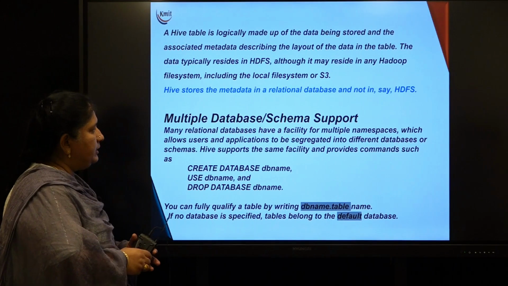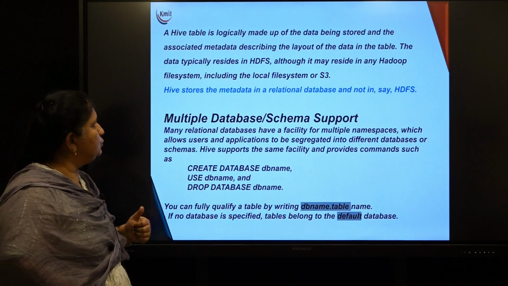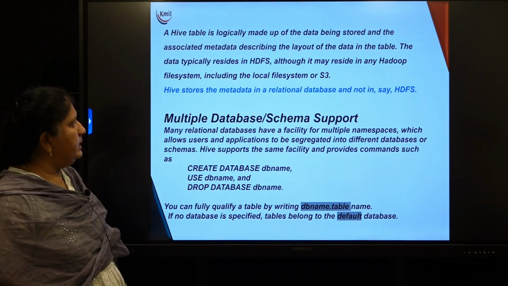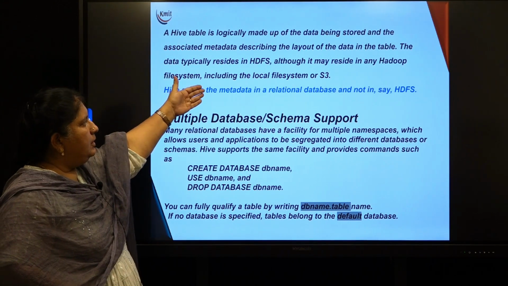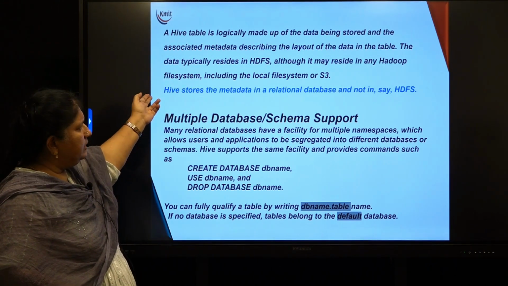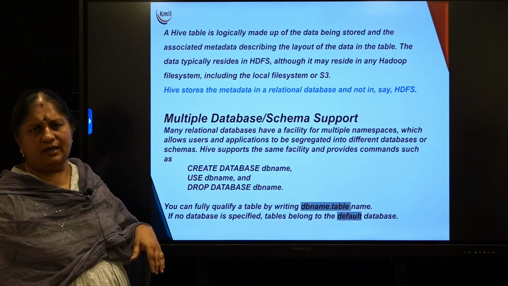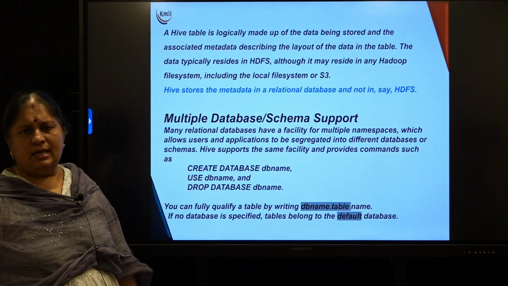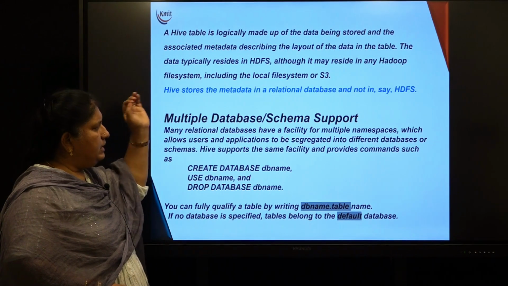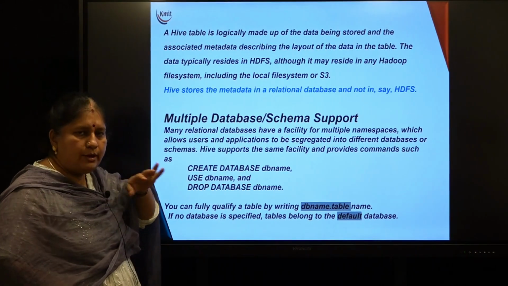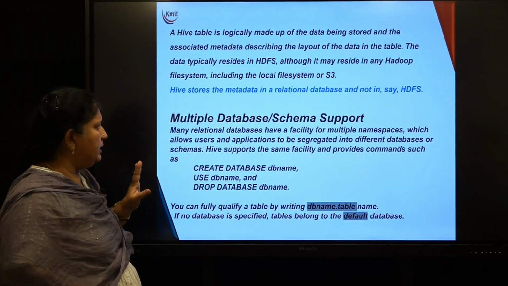Now, whenever we are working with Hive, a Hive table is logically made up of data that is being stored and the associated metadata. The data typically resides in HDFS and sometimes it can reside in any of the Hadoop file system, sometimes it can reside in local file system, sometimes you can borrow the S3 from AWS. And Hive stores the metadata in a relational database and not at all in any of the HDFS. So, always it resides in relational database.